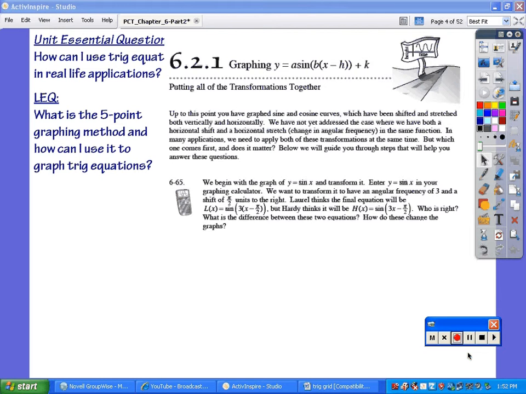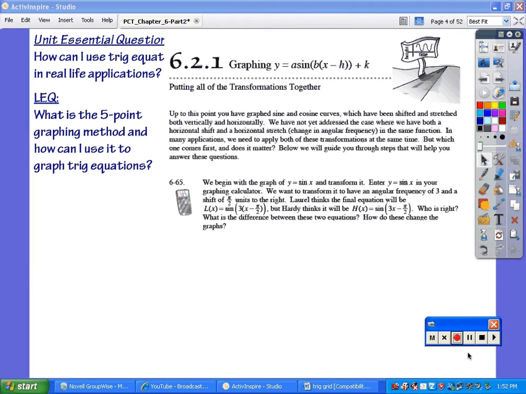We're going to begin with problem 6-65. Laurel and Hardy each have a variation of the graph of sine. We want it to have an angular frequency of 3 and a shift of pi over 2 to the right. Laurel thinks it's going to be sine of 3 quantity x minus pi over 2. Hardy thinks it's going to be sine of just 3x minus pi over 2. Who is right? What is the difference between these two equations? How do these change the graphs?